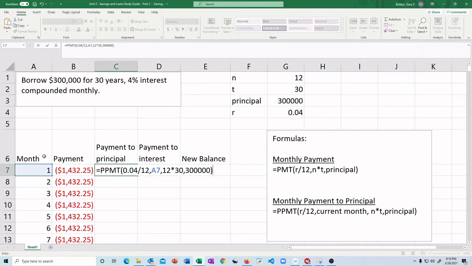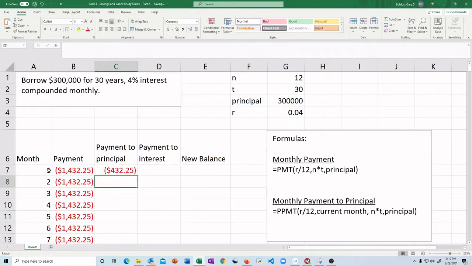Okay. All right, hit enter. This is the amount of money I'm going to pay the first month towards the principal. So after month 1, I've paid the bank $1,432.25. Okay? But only $432.25 of that was actually to pay this down. That's all that was to pay that down. The rest of that money is to just pay interest.